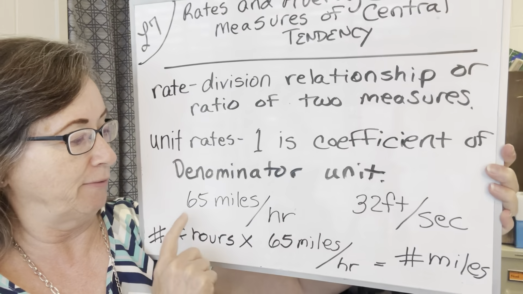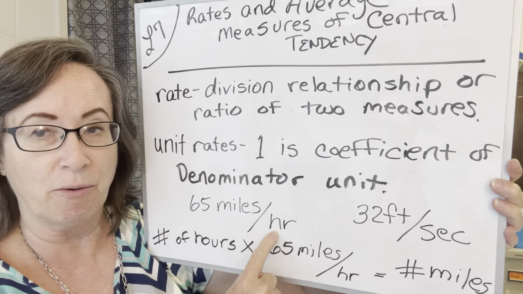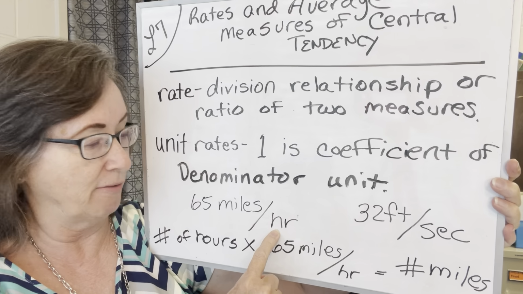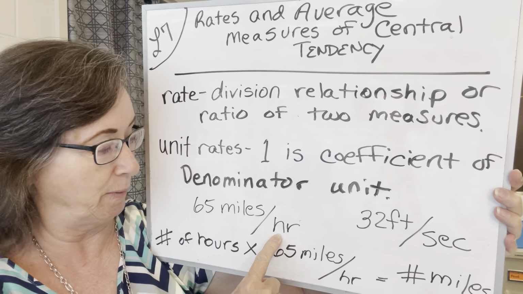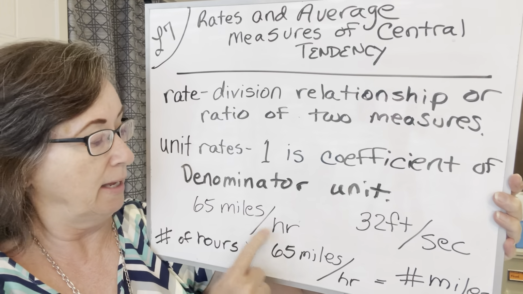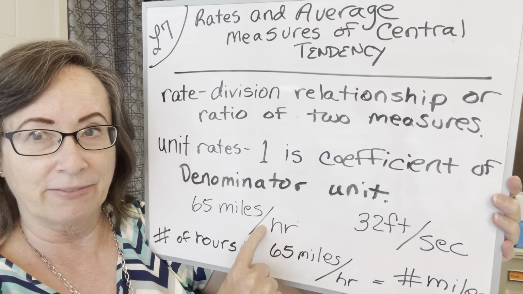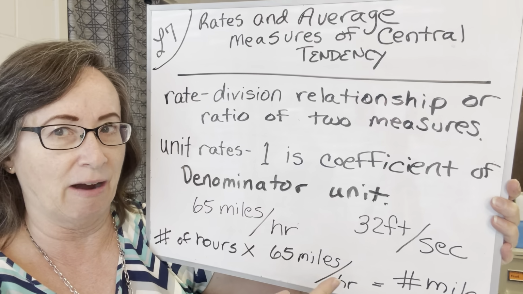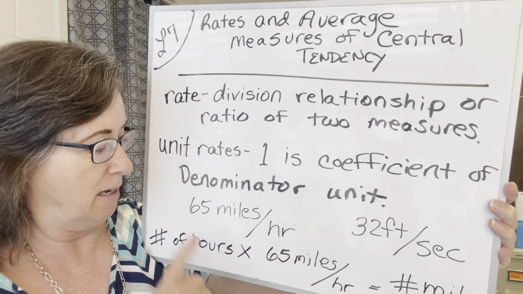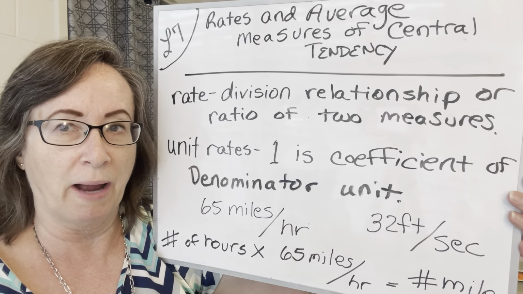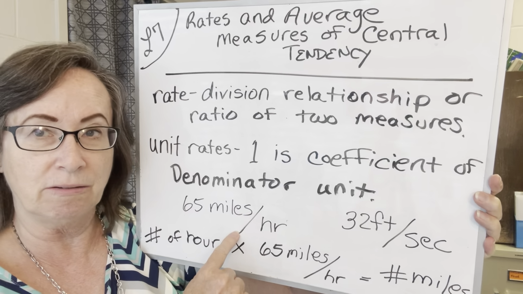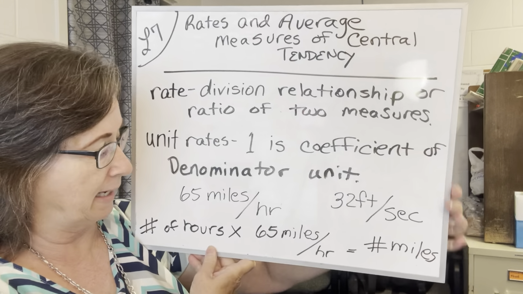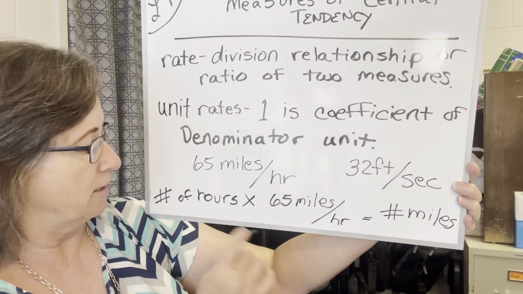So, for example, if I said 65 miles per hour, that's the way we would normally give a rate of a car driving down a highway, wouldn't we? And that hour down there has just a 1 there. So it's 65 miles every hour. We wouldn't say I'm going 130 miles every 2 hours. We want a unit rate because it's clearer. 32 feet per second. Okay, so here is going to be our pattern.